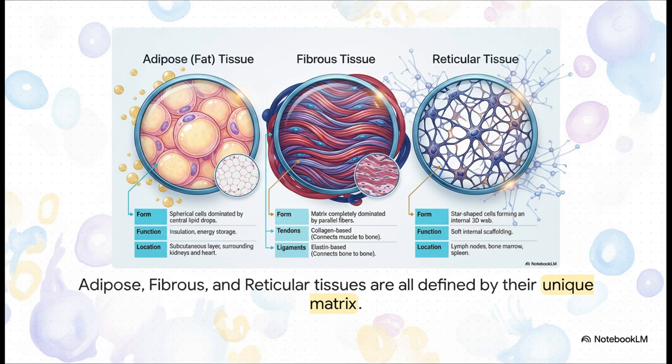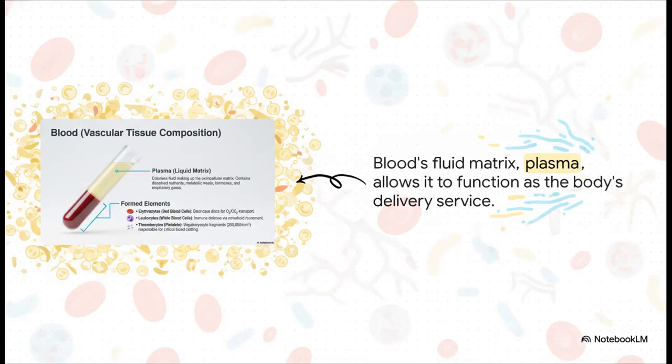Then you have fibrous tissue, like in your tendons, which has a matrix just packed with strong collagen fibers for yanking muscle on bone. And then there's reticular tissue, which forms this delicate web-like matrix that acts like a soft internal skeleton for organs like the spleen. Blood might be the ultimate example of this.